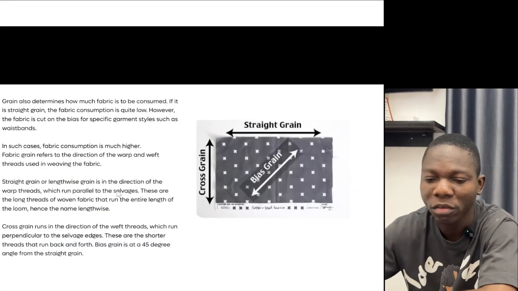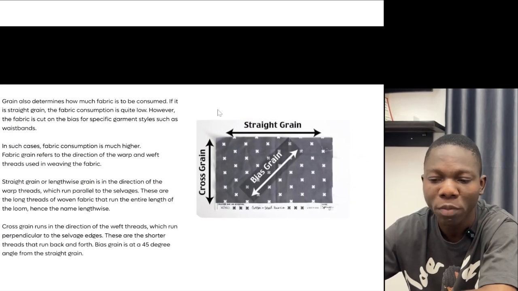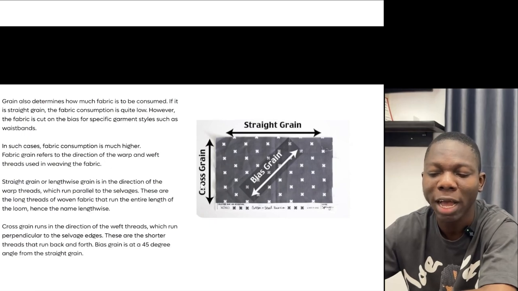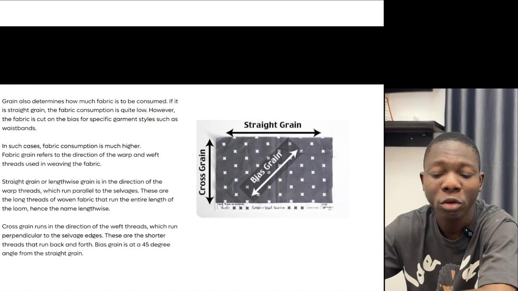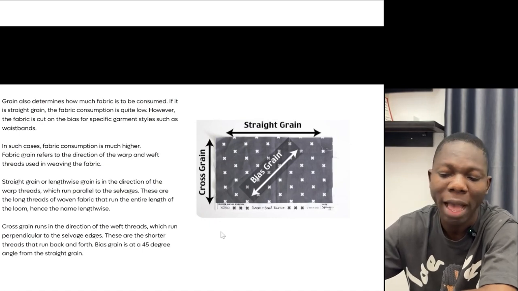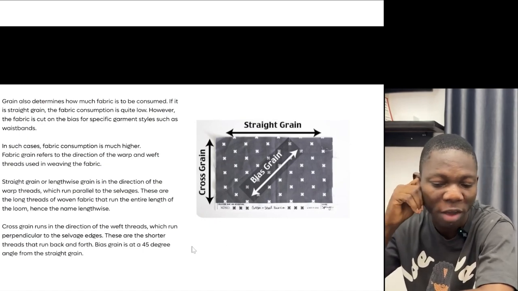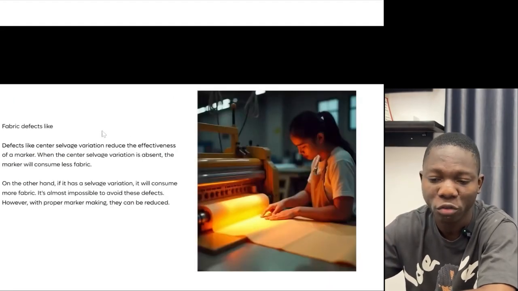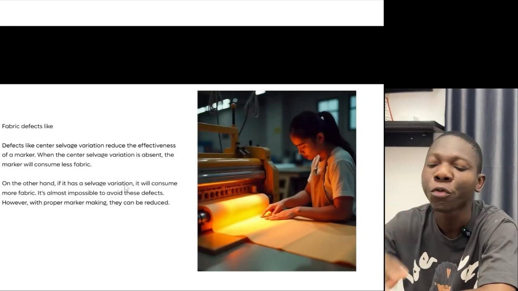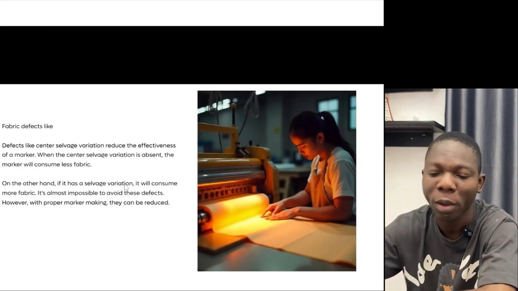Another factor is grain. Grain determines how much fabric is to be consumed. If it is a straight grain, the consumption is quite low. But there are other types of grain, which are cross grain, which is on the direction of the weft threads, perpendicular to the warp threads, and there's bias grain, which is at 45 degrees from the straight grain. We have other fabric defects that affect material consumption, like selvage variation. This can only be reduced with effective marking by an expert.